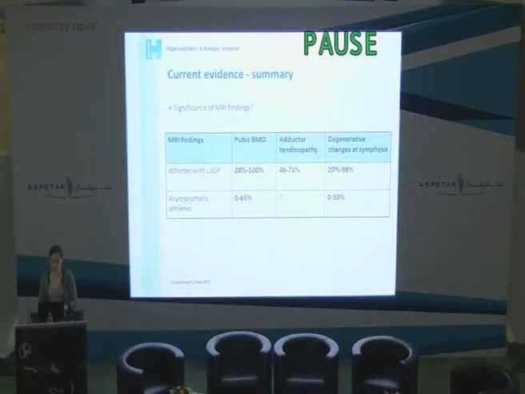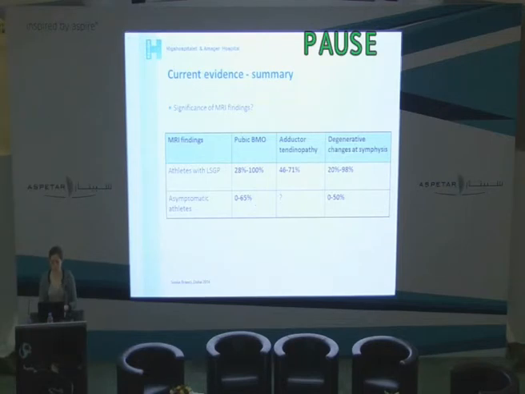And so digging into current evidence really makes apparent that there's a lot of uncertainty concerning the significance of MRI findings. And if I would sum up what I've just been telling you, we know that pubic BMO has been reported in between 28 and 100% of athletes with long-standing groin pain, but it's also been reported in up to 65% of asymptomatic athletes.